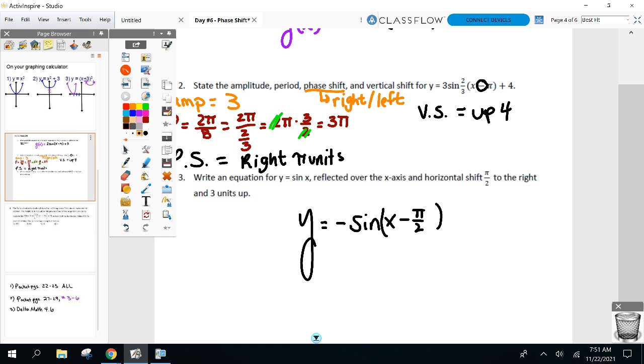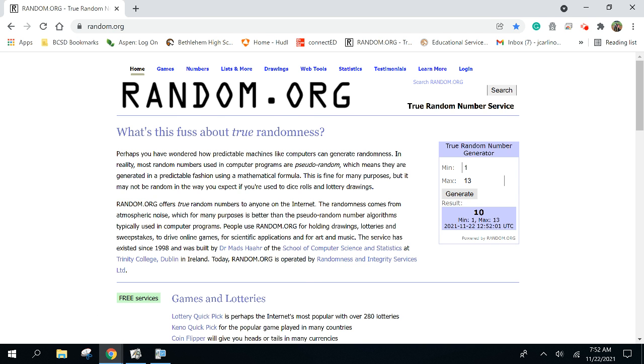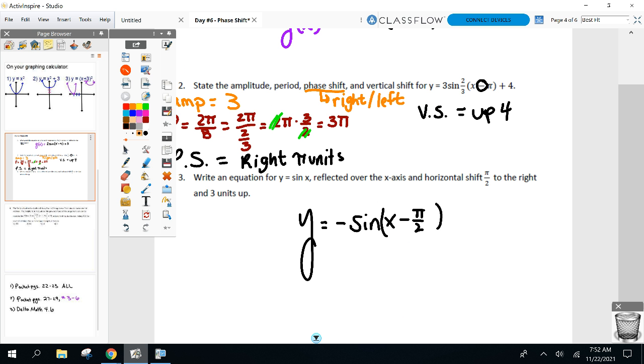And what's the deal with 3 units up? 3 units up, yep, on the outside. Make sure that's on the outside of the parentheses. No distribution, you're done.